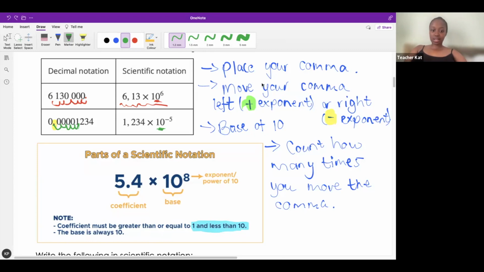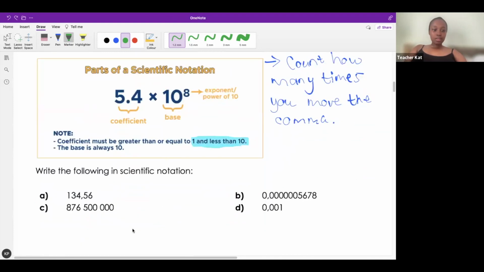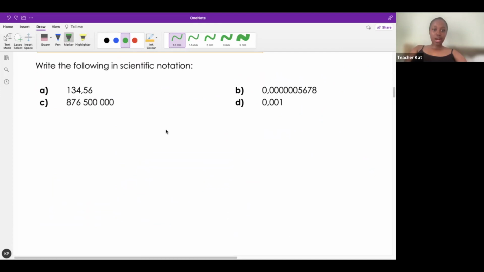Can we practice now? I think we deserve to practice now. Okay, let's get going. It says, write the following numbers in scientific notation. All right. Now, let's start with A.